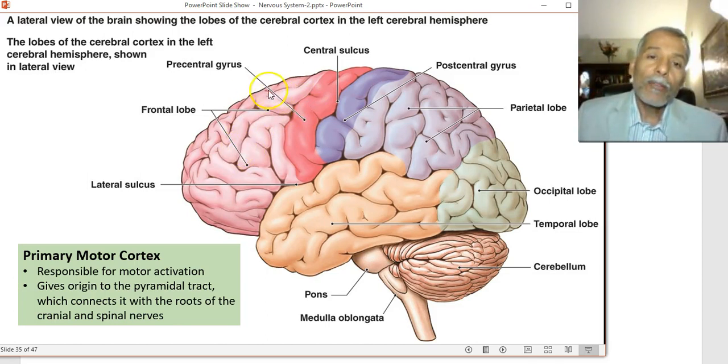So the areas in front of it are dedicated to motor planning. And then there is this area here in the front that's called the prefrontal cortex. And in this area here, there's an area called Broca's area that is dedicated to language and motor planning for speech. So a lot of motor functions and motor planning are in the frontal cortex.